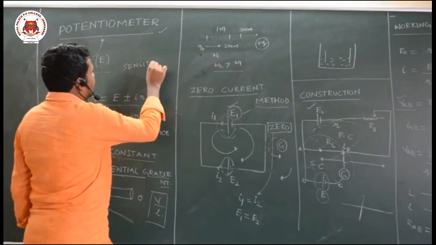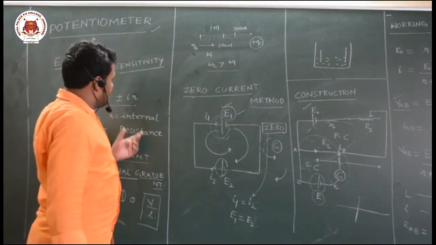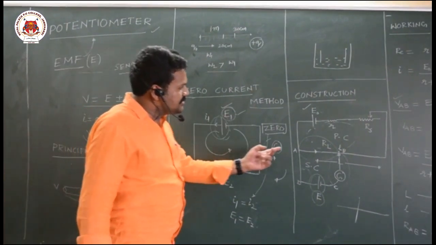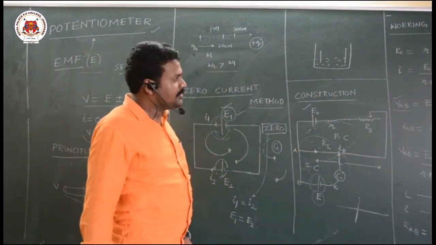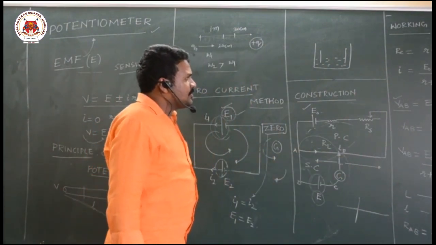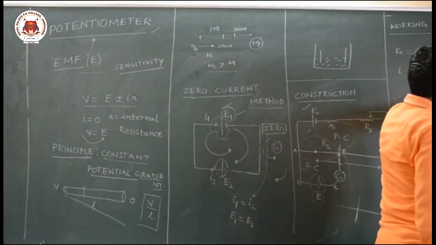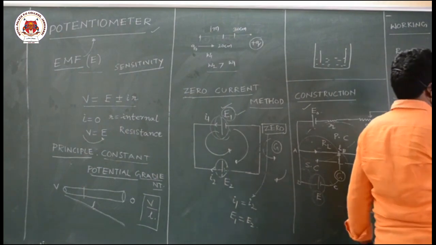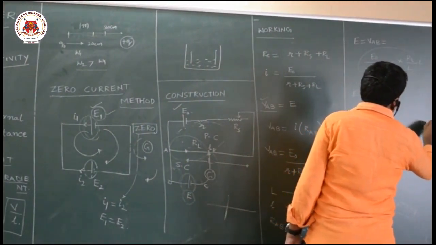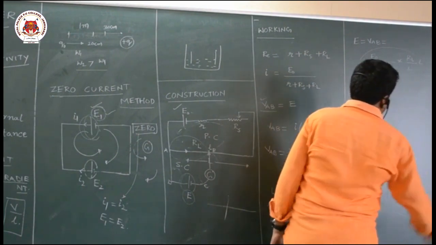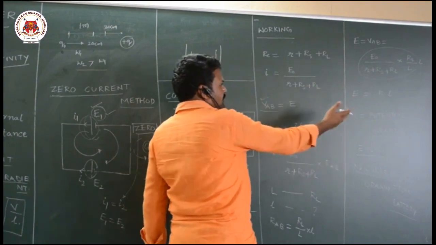So the sensitivity of the potentiometer, sometimes they will ask. Sensitivity is, when the length of the wire increases, sensitivity will be increased. How will its sensitivity be increased? You can see in this formula, the potential gradient. Suppose the potential gradient is 0.1 milliampere, let us assume, then I can measure from 0.1 milliampere.